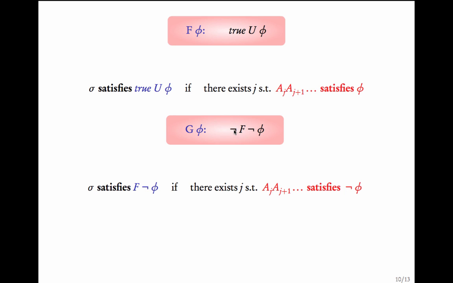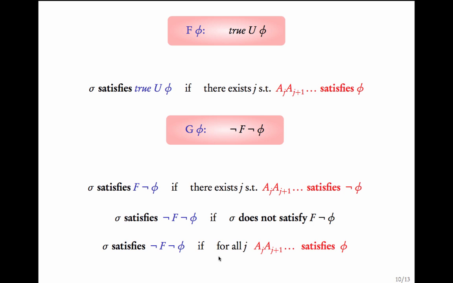this negation. When does sigma satisfy not of this? Clearly sigma satisfies not of this if it does not satisfy the formula inside the negation. So when does it not satisfy the formula inside? When this is not true. That means there does not exist a j such that a_{j+1} satisfies not phi, which means all j satisfy phi. Okay.